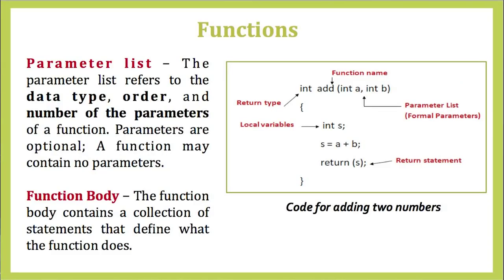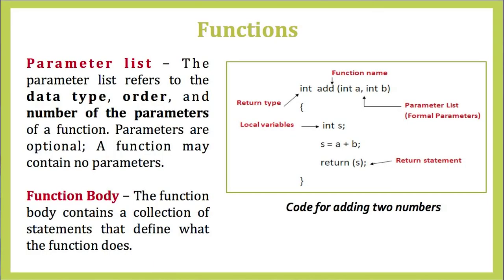Now I am coming to parameter list. The parameter list refers to the data type, order and number of parameters of a function. Parameters are optional. A function may contain no parameters. Then what is function body? The function body contains a collection of statements that defines what the function does. That means the main working of a function is defined in the function body part.